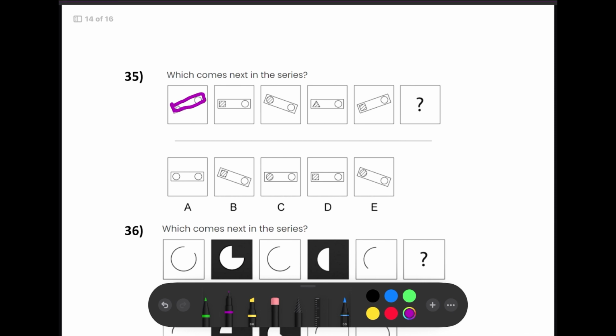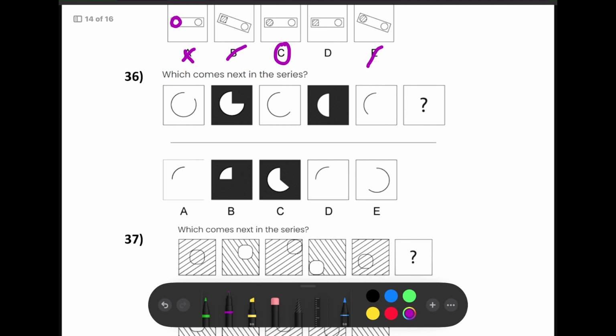This rectangle goes from being tilted, straight, tilted, straight, tilted. So here it's going to be straight. So we can rule out B and E. Then if we look at the actual shapes inside the rectangle, it goes triangle, square, circle, triangle, square. So here it's got to be a circle again. So looking at the answers, it's got to be C. The reason it's not A, even though A also has a circle, is because, as you can see, all the first shapes have diagonal lines inside them, they're striped, whereas A doesn't. So that's why the answer is C.